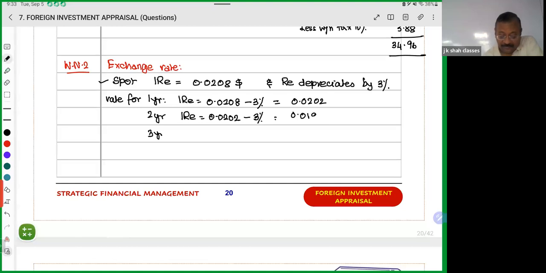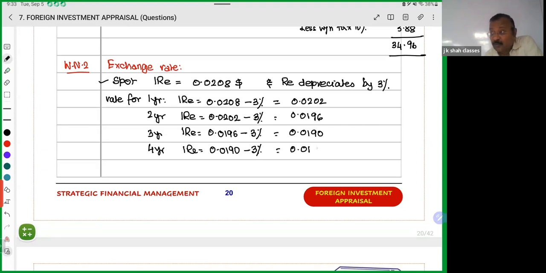Okay. 3 year, 1 rupee equals 0.0196 minus 3%. 4 years, 1 rupee equals 0.0190 minus 3%. And 5th year, 1 rupee equals 0.0184 minus 3%. ये इतना डॉलर्स है.